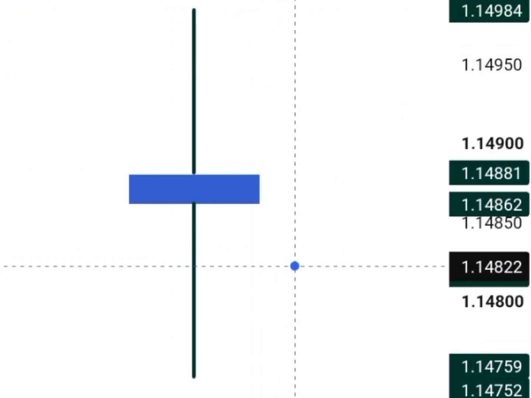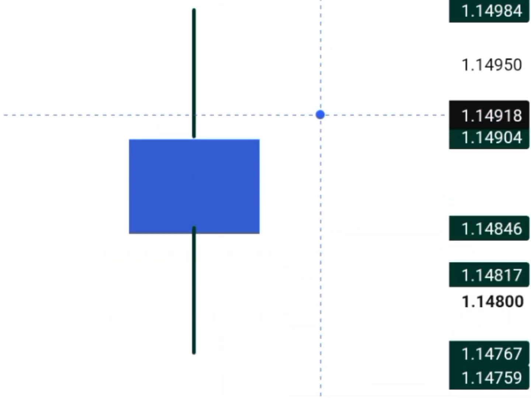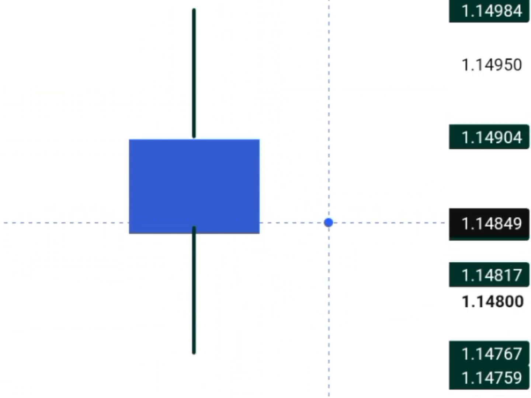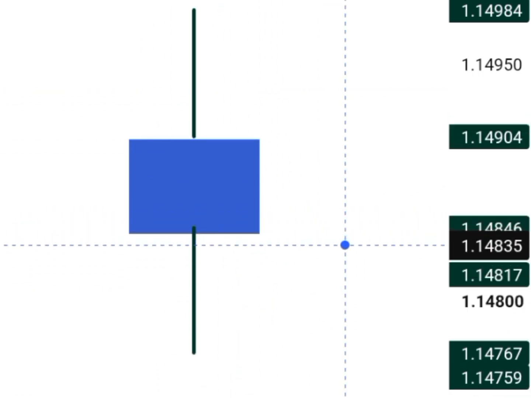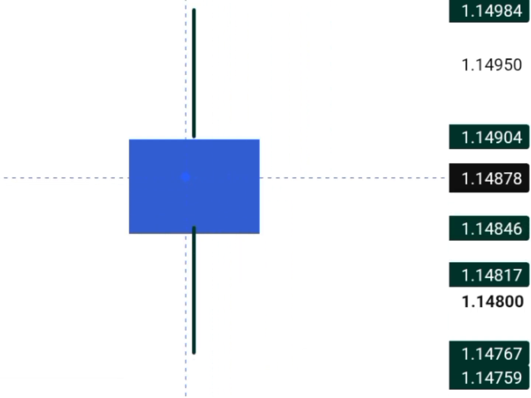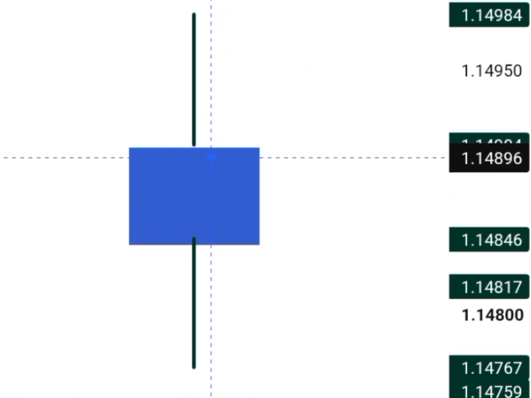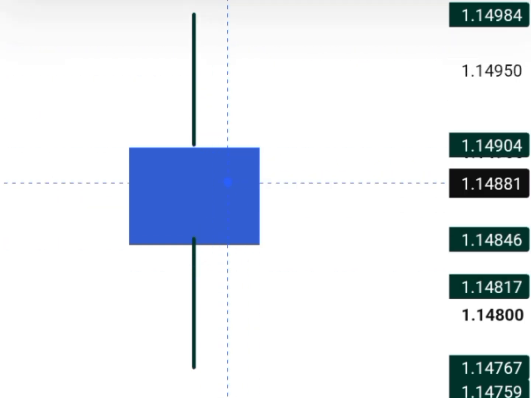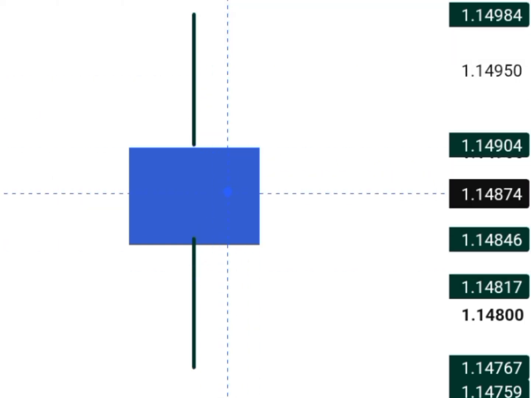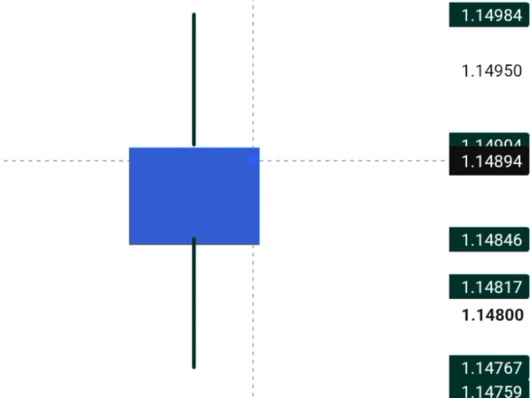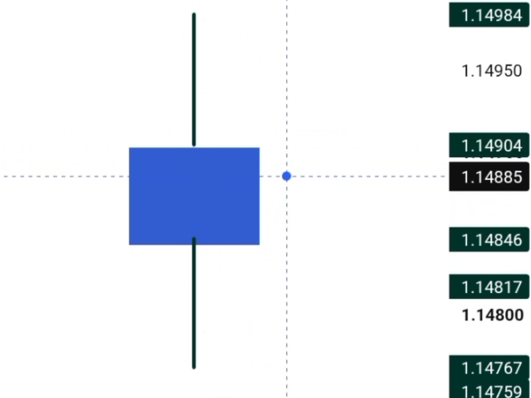We also have the spinning top. The spinning top looks like a doji, but the difference between them is that the body of a spinning top is slightly larger than the body of a doji, but the wicks are the same. The body size is what causes the difference between them, and they both show indecision. They show that the market has not decided to take a certain direction yet.